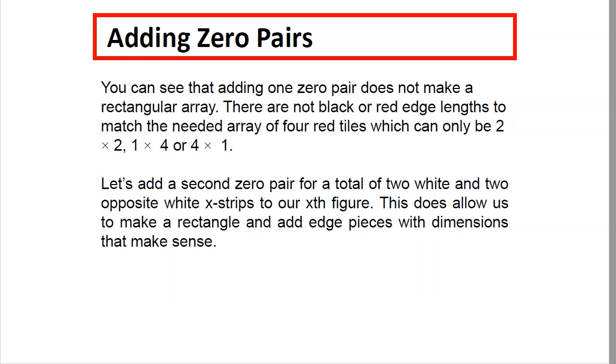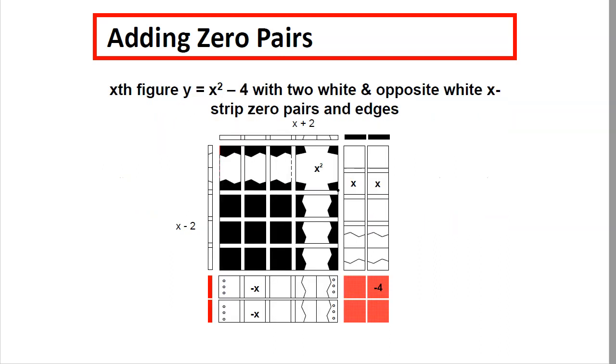Let's add a second zero pair for a total of 2 white and 2 opposite white x strips to our x figure. This does allow us to make a rectangle and add edge pieces with dimensions that make sense. So here you can see we've added 2 x strips and 2 opposite x strips. These locations could be reversed. Notice here we have x minus 2, and here we have x plus 2. And here the plus 2 times the minus 2 gives us our minus 4. So this does work.